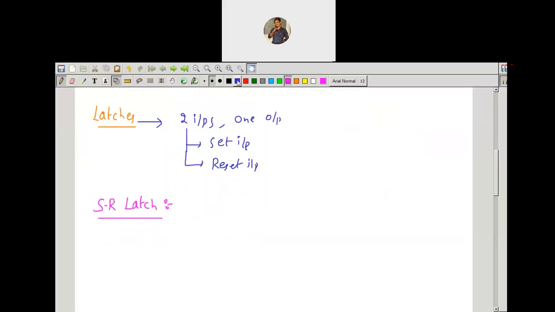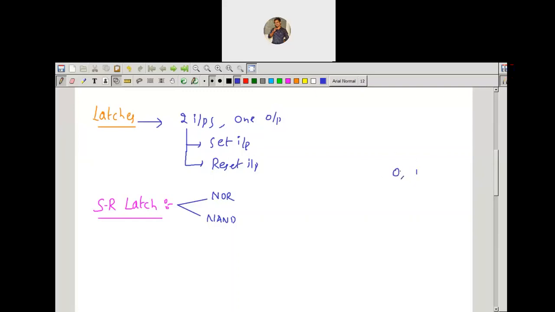I told you that S stands for the word set and R stands for the word reset. Now we are going to design this SR latch by using the universal gates, that is, by using NOR gates as well as by using NAND gates. So what is the main intention of designing a latch? The main intention is to store the data, that is, you want to store the 0 bit or 1.